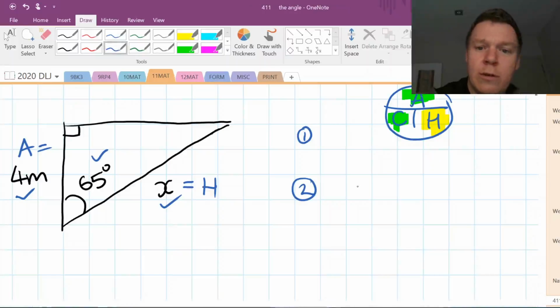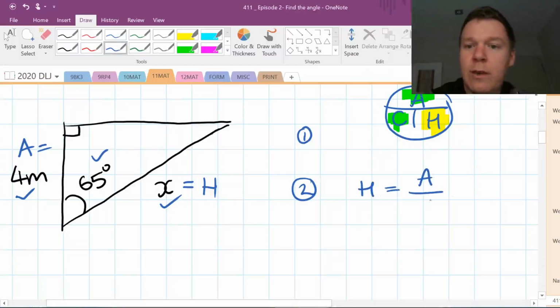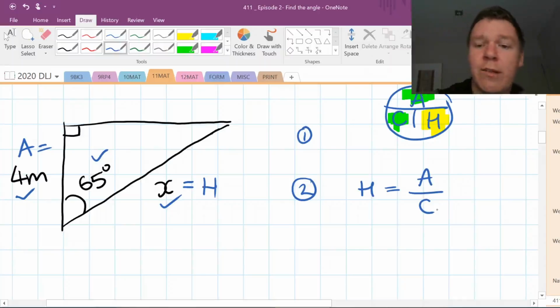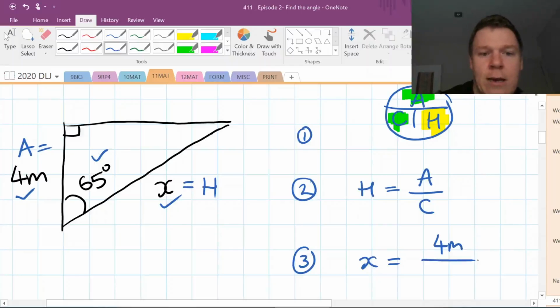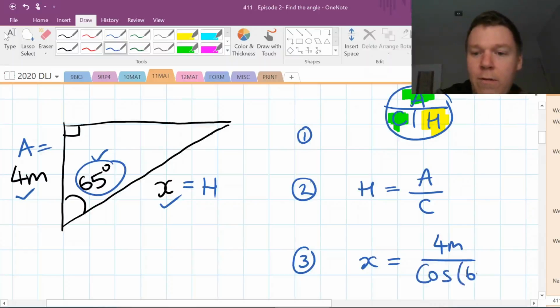So hypotenuse equals A divided by C. Did I just say A divided by H? A divided by C. So what do all these things stand for? H is X, that's what we're trying to find. A is 4 meters, and C stands for cos of the angle, and the angle is 65. So divided by cos 65.